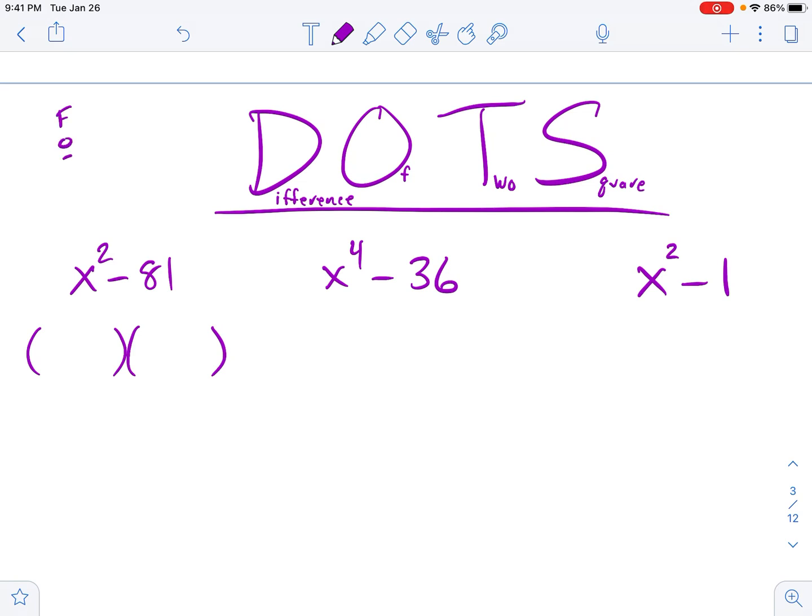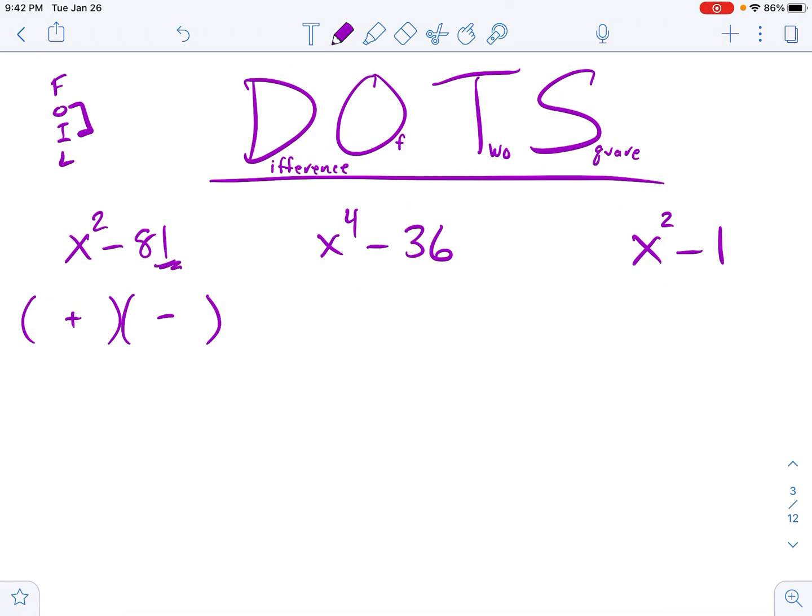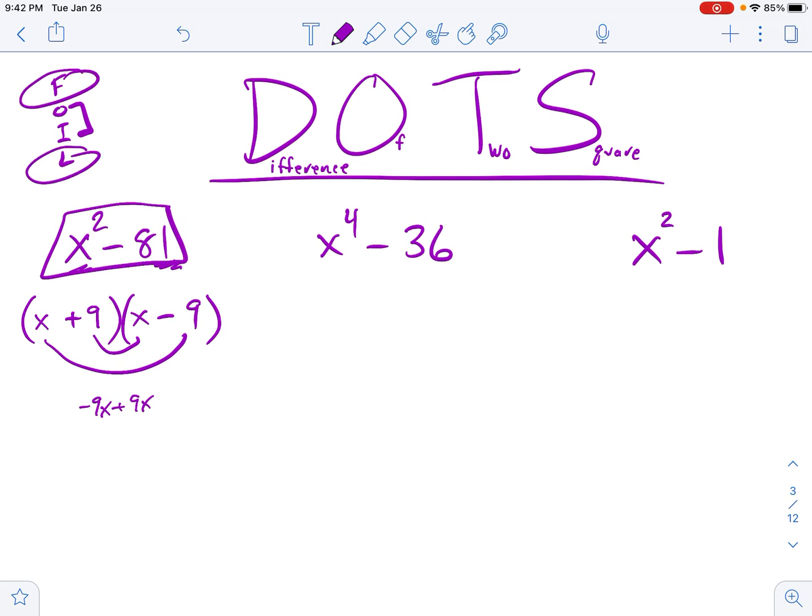When you think about our FOILing, the middle terms cancel out, which means one has to be positive and one has to be negative. The fact that these are both perfect squares means it's going to be the same thing. So when I FOIL, my outer term and my inner term cancel one another out, and I'm left with only a binomial of perfect squares coming from the first and the last.